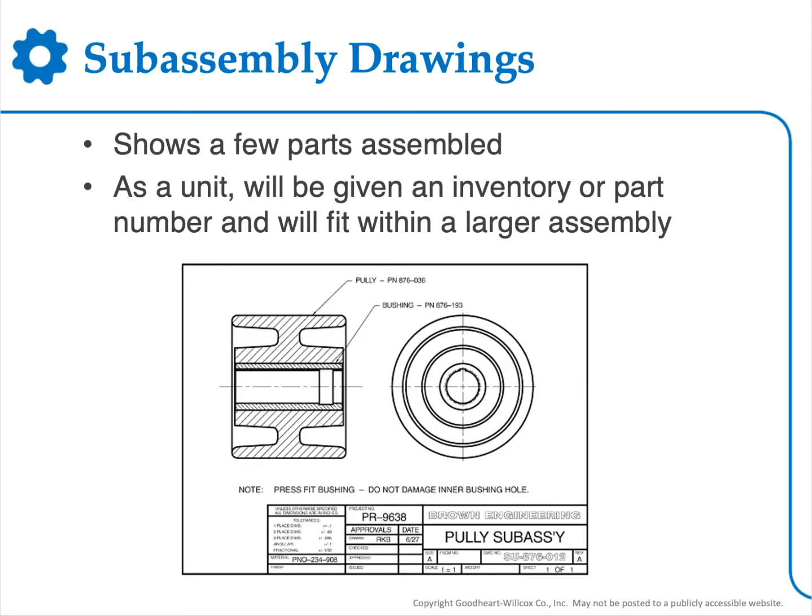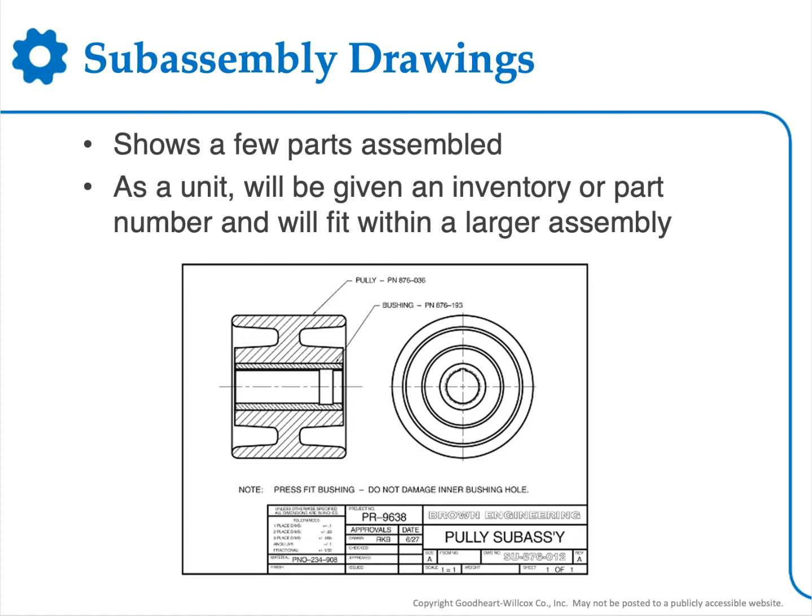Further to assembly drawings, we can have sub-assembly drawings, and basically sub-assembly drawings just show a few parts assembled. Sometimes the assembly drawing can get very cluttered, and we need to pull out a sub-assembly area so that we can be sure that we're clear and concise when we're creating that drawing.